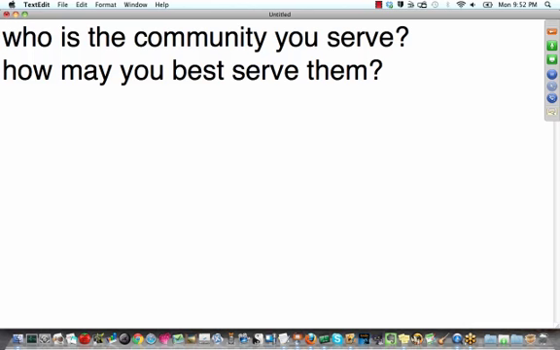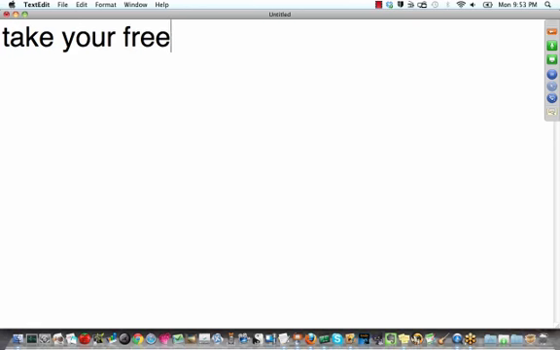So if you think of the community and you think of how to be a good shepherd to them, you'll start to think of other ways besides the ways that I've given you to interact with that community. Another great way to do it is to take your freebie. This is a little advanced tip.